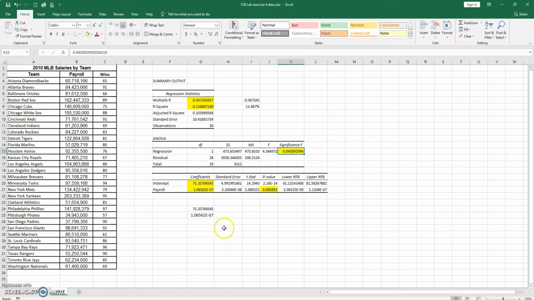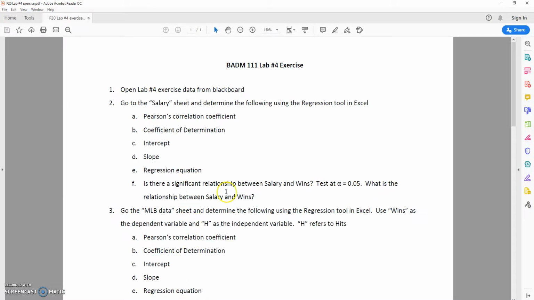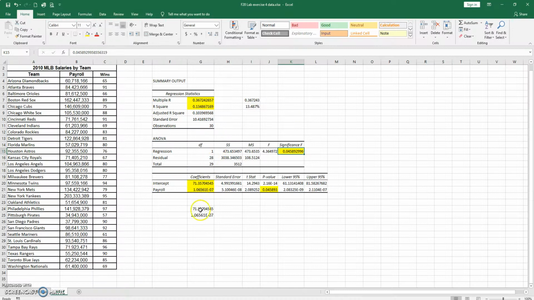The other part of this question is, what is the relationship between salary and wins? Well, the slope is positive, so there is a positive relationship, and it's significant. So a positive, significant relationship between payroll and wins. As payroll increases, wins increases.